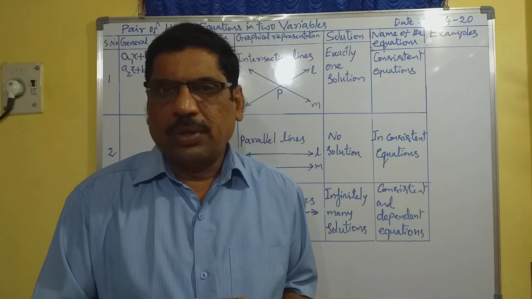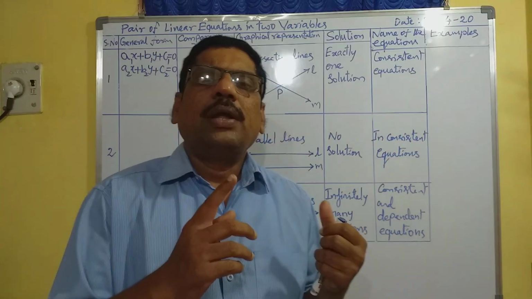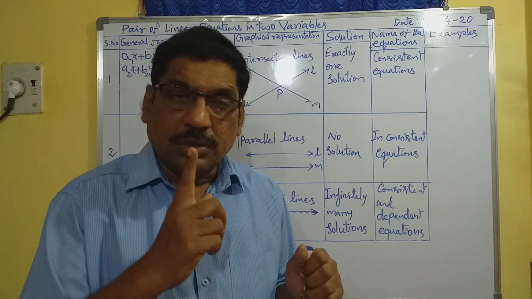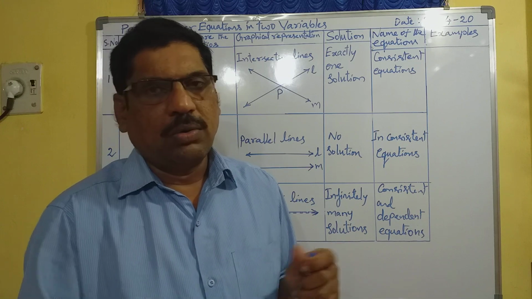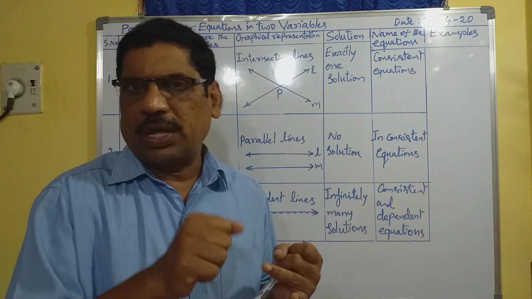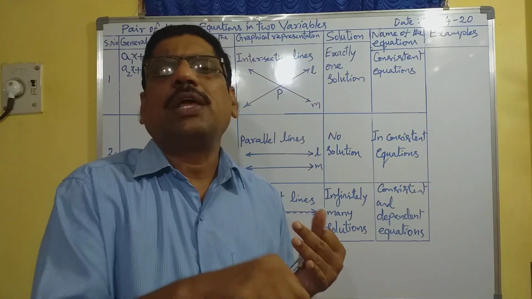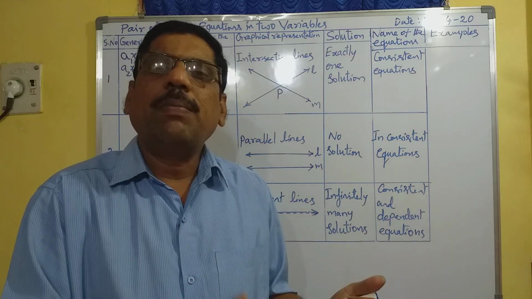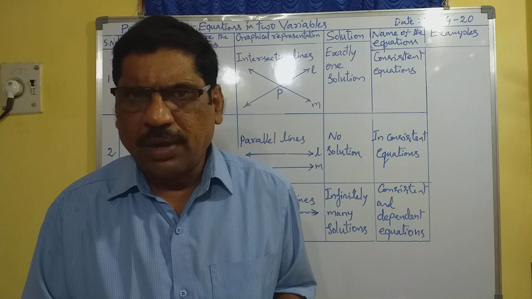Let us continue the chapter pair of linear equations in two variables. So we have learned the general form of a linear equation and the general form of a pair of linear equations in two variables. Now any point on the given line of an equation is the solution for the equation. We know that. Then what is the solution for a pair of linear equations? In this chapter we are going to learn how to find the solution for the given pair of linear equations.